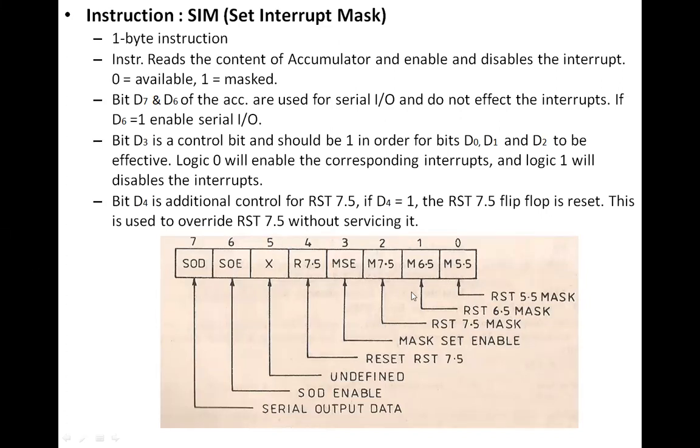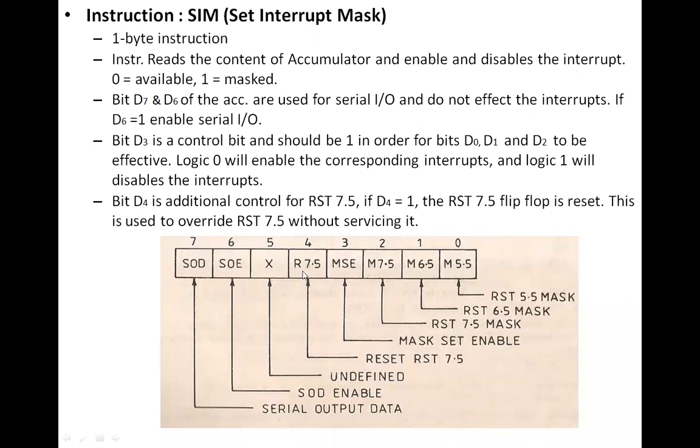This is 8-bit, and these 8 bits represent the content of the accumulator whenever the set interrupt mask instruction is being executed. So what does this mean? The D0 bit represents masking of RST 5.5. The bit number D1 represents masking of RST 6.5. Bit number 2, D2, represents masking of RST 7.5. And D3 represents whether the mask set is enabled or not.